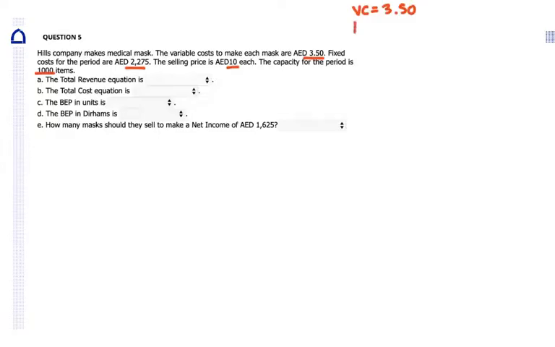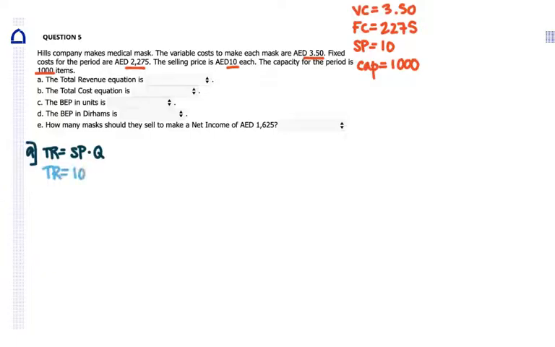And it says fixed costs, so that's things that don't change every month. So that's rent, salaries. The fixed costs for this company are 2,275. Selling price for these masks is 10 dirhams each, and the capacity, that means the most they could possibly sell, is 1,000. So part A asks for the total revenue equation, which we know is selling price times quantity. So the total revenue equation in this case is 10Q.